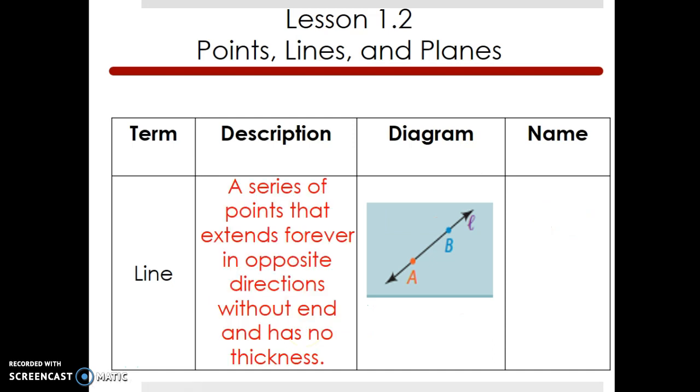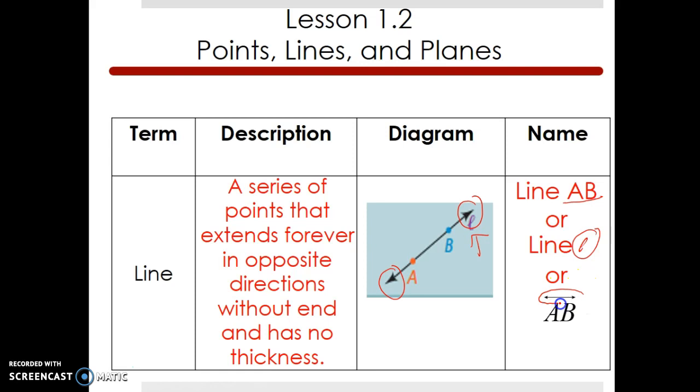A line is a series of points that extend forever in opposite directions, without ends, and has no thickness. The way you label a line is line BA, with a lowercase letter L, or the symbol for line, two arrows that go forever, and AB.